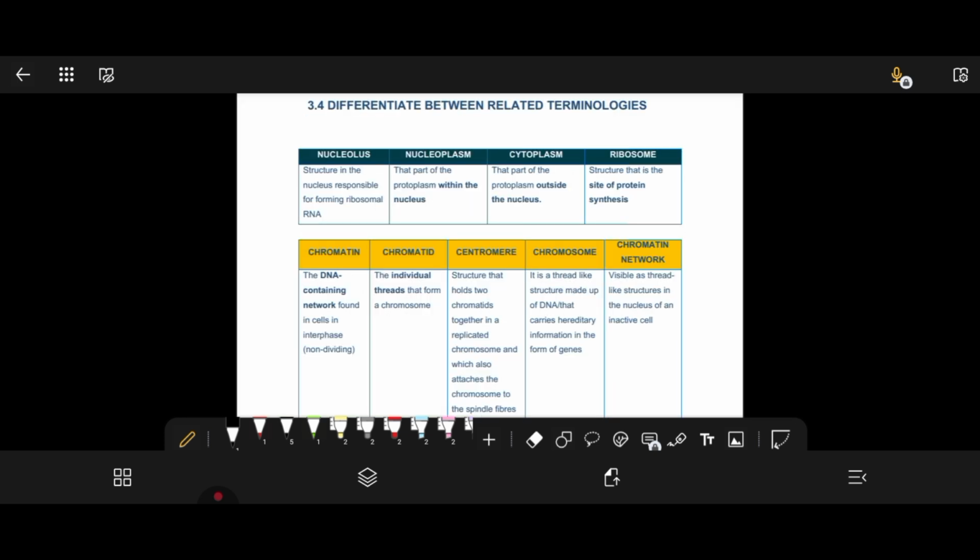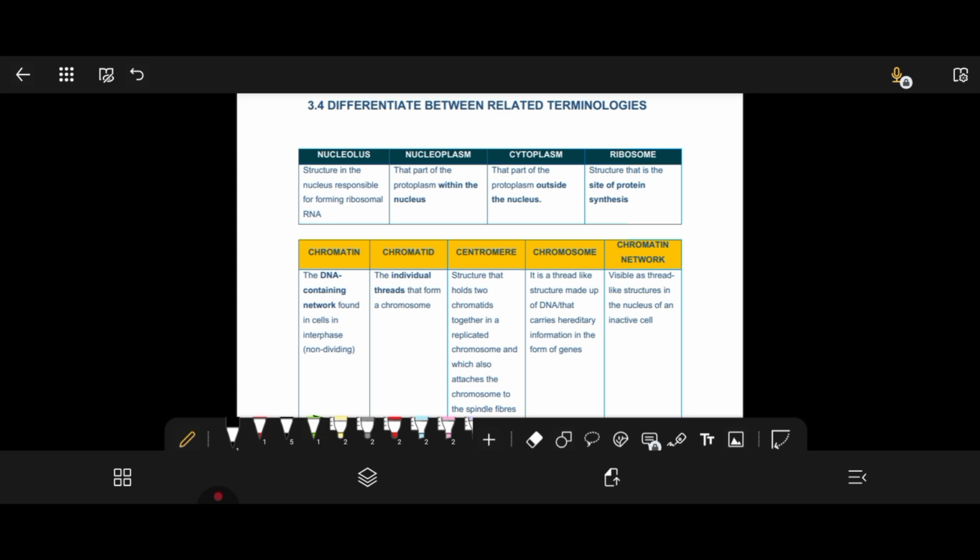So let's try and understand terminologies, which is very important when it comes to life sciences. If you don't know these terminologies, you are not going to know anything. It is very important for you to know them. So what is the nucleolus? It is a structure in the nucleus responsible for forming ribosomal DNA.